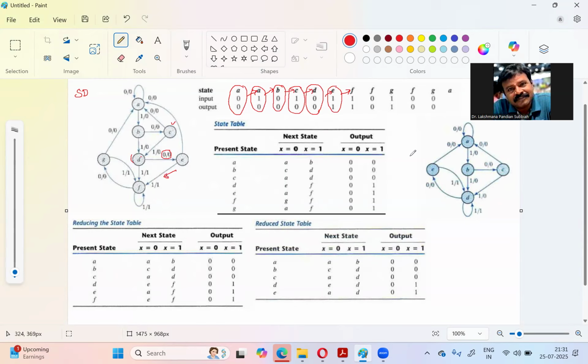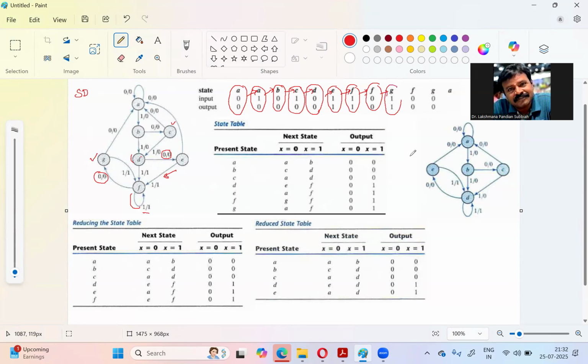We are having a diagram. And then from F, we are having input 1, output 1. It will go to F itself. So this is the case. So that is we are having input 1, output 1. Then F by 0/0, it will go to G state. So 0 input, 0 output. It will go to G state.